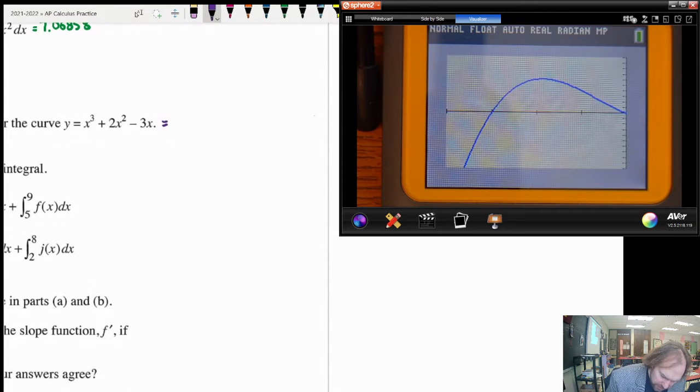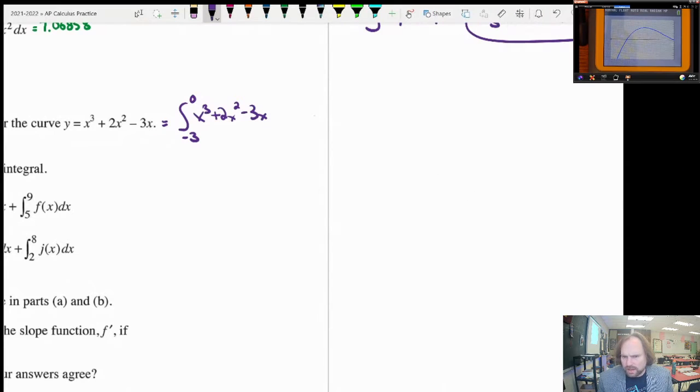We're looking for the integral from negative 3 to 0 of this function, x to the third plus 2x squared minus 3x. And so all we're going to do here is I'm going to put my graphing calculator away. We're just going to take the antiderivative, and we're going to plug in 0 and plug in negative 3 and do the subtraction. That's all we're going to do.